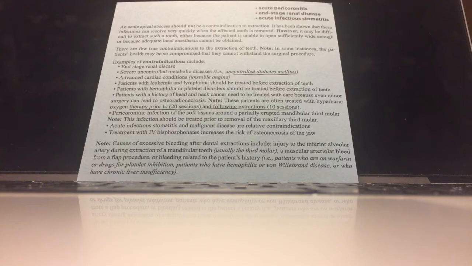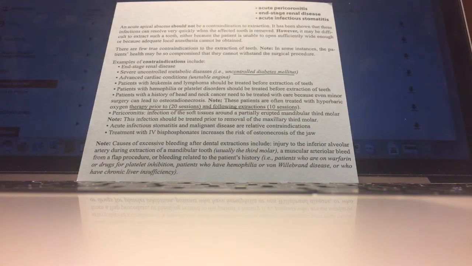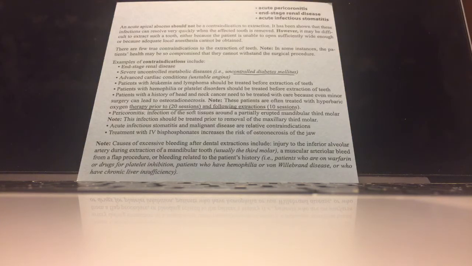Note, in some instances, the patient's health may be so compromised that they cannot withstand the surgical procedure. Examples of contraindications include end-stage renal disease, severe uncontrolled metabolic disease like uncontrolled diabetes, and advanced cardiac conditions like unstable angina. Patients with leukemia and lymphoma should be treated before extracting the teeth. Patients with hemophilia or platelet disorders should be treated before extraction of teeth.